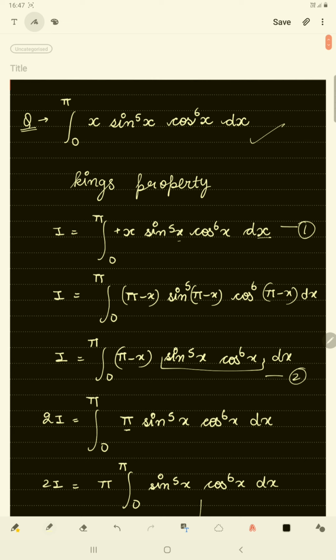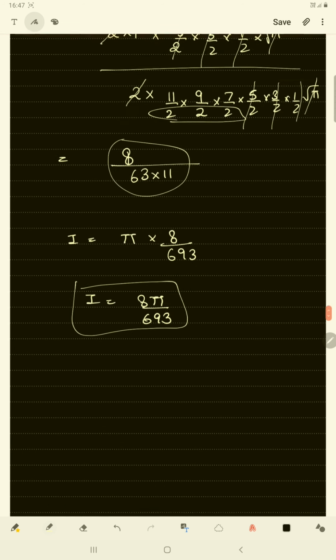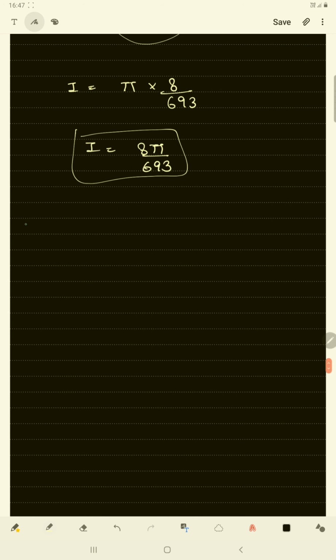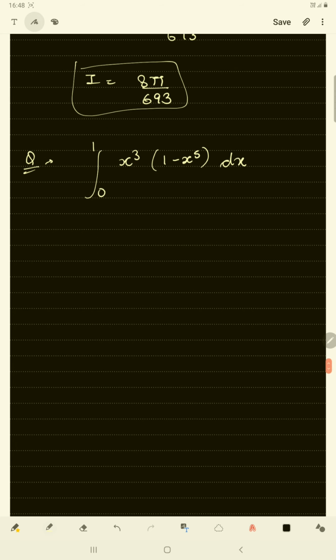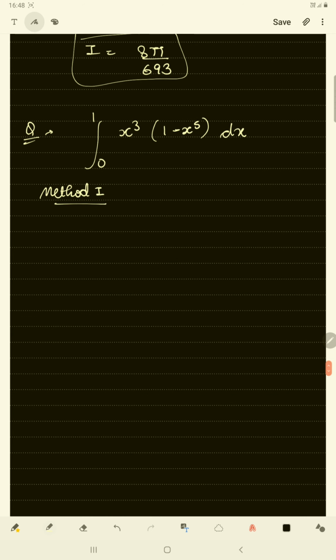And now taking another question that is very important. This question is so important that I'm going to solve it using two methods. So we have the integral of x cube into (1 minus x) to the power 5 dx from 0 to 1. Now the first method that we are going to use is the simplest of all, but it's a bit lengthy. So let me show you what the first method is.